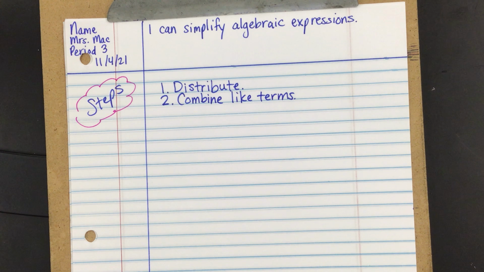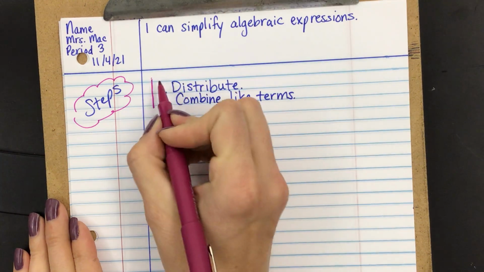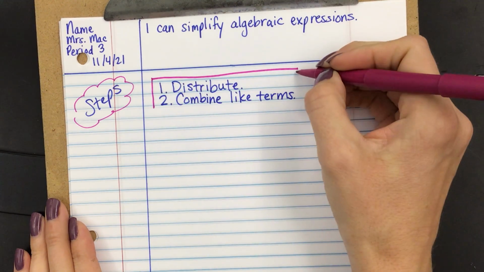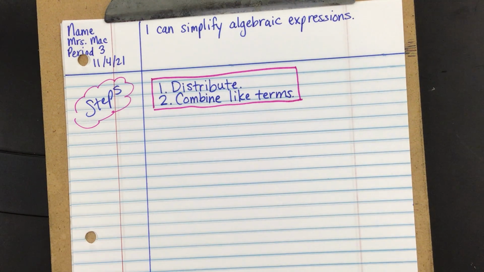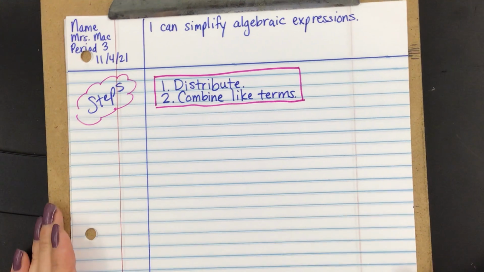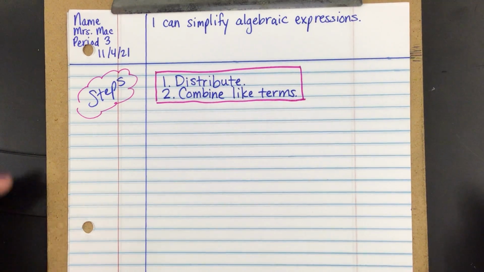If you don't do it in that order, if you combine like terms before you distribute, then it's just not going to work out well for you. It's not going to give you an equivalent expression. You're basically changing the value of the expression when you do that. I'm going to box our little steps. Now let's take a look at some examples to see how we can apply these steps to simplifying expressions.